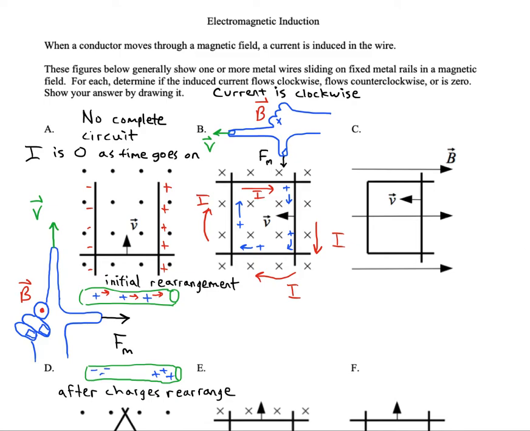What about in the case of C? Here we see that the velocity of the movable bar is 180 degrees opposite of the magnetic field. So there actually won't be any force according to the right-hand rule and the cross product rule. For that reason, the current is 0.